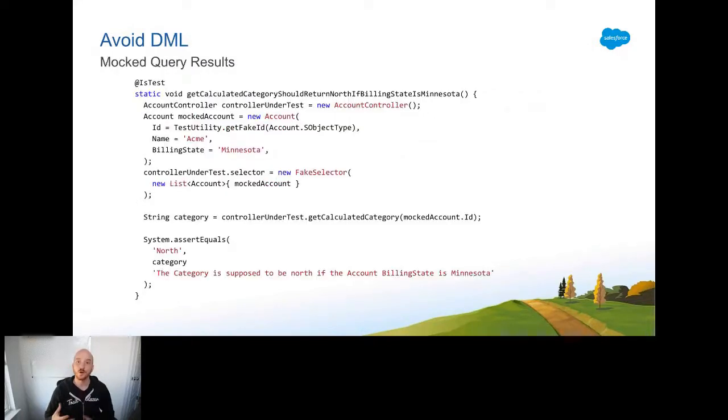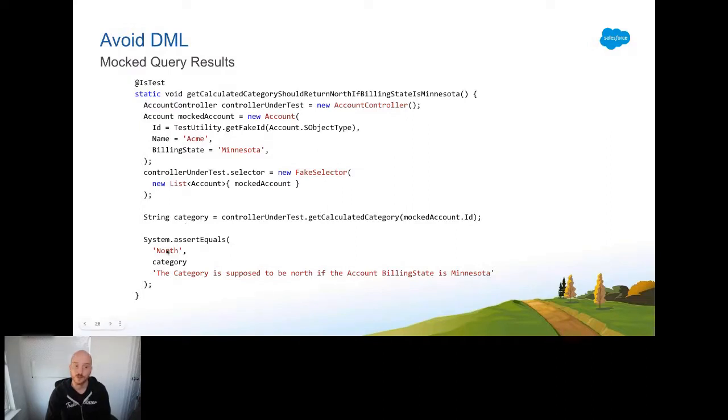So when we go back to our test, get calculated category should return north if the billing state is Minnesota. What we're doing here is we are mocking an account with a fake ID and mocking the selector for the given controller to be this overridden fake selector. This means that when the controller under test calls get account from ID, it's just going to return the mocked account. We haven't even inserted this account. It's just got a fake ID. But we can pass that fake ID into the method call itself, and we can calculate the category.